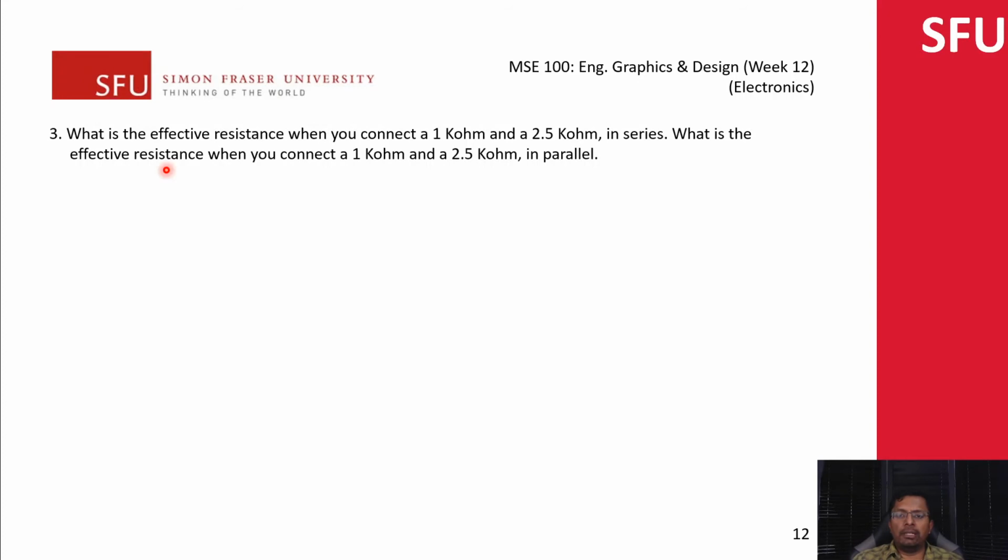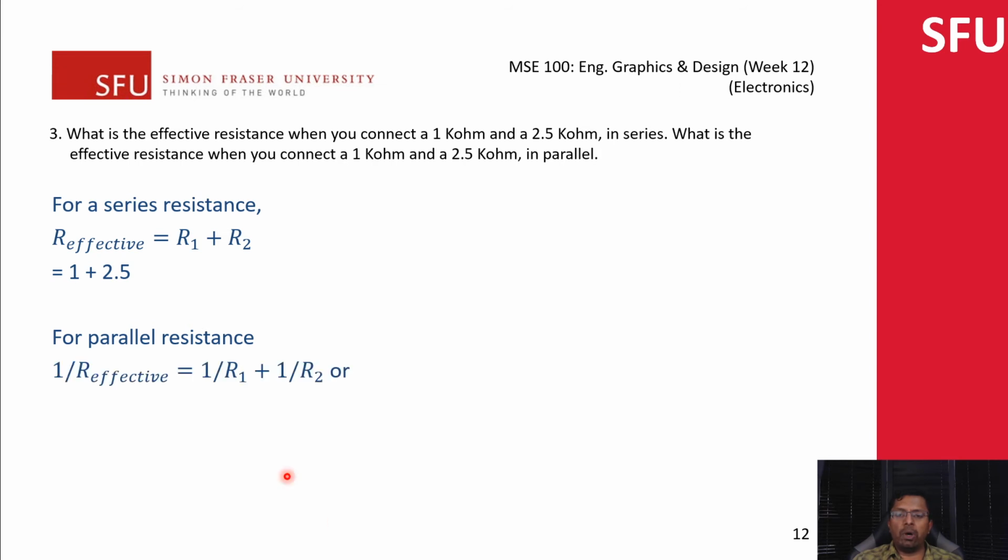So let's look at a few more examples. What is the effective resistance of a 1 kilo ohm connected with a 2.5 kilo ohm in series? Then what is the effective resistance if they are connected in parallel instead? So the effective resistance is R1 plus R2 for series. Let's pause the video and do the calculation. This comes to 1 plus 2.5, which is 3.5 kilo ohm. For the parallel case, we basically have 1 over R effective is 1 over R1 plus 1 over R2. You can once again pause the video, check the values, and you find, after rearranging, this comes to R1 R2 by R1 plus R2. Then you substitute in the values. This comes to 0.7142 kilo ohms.